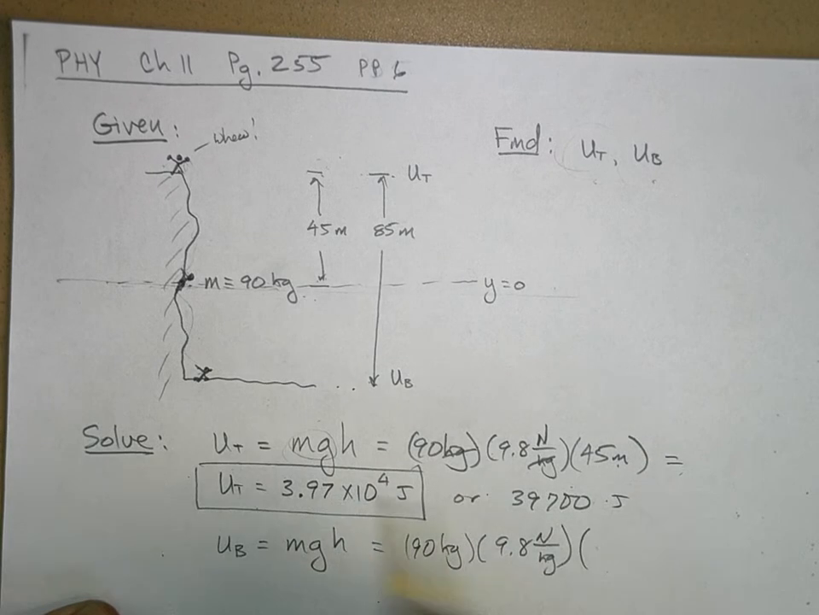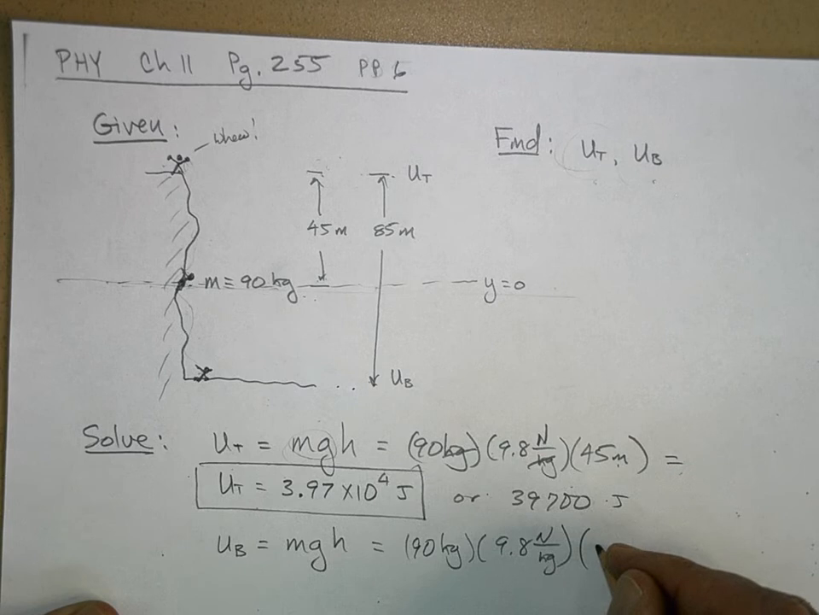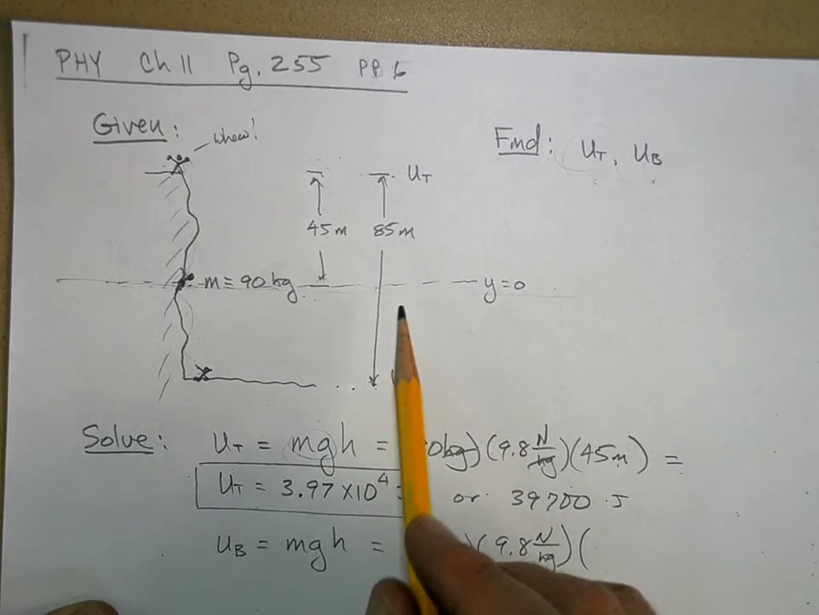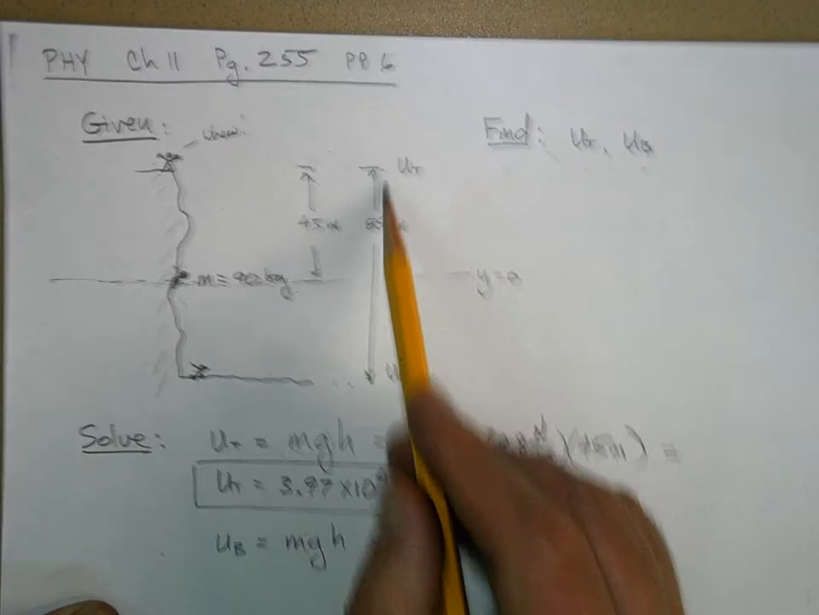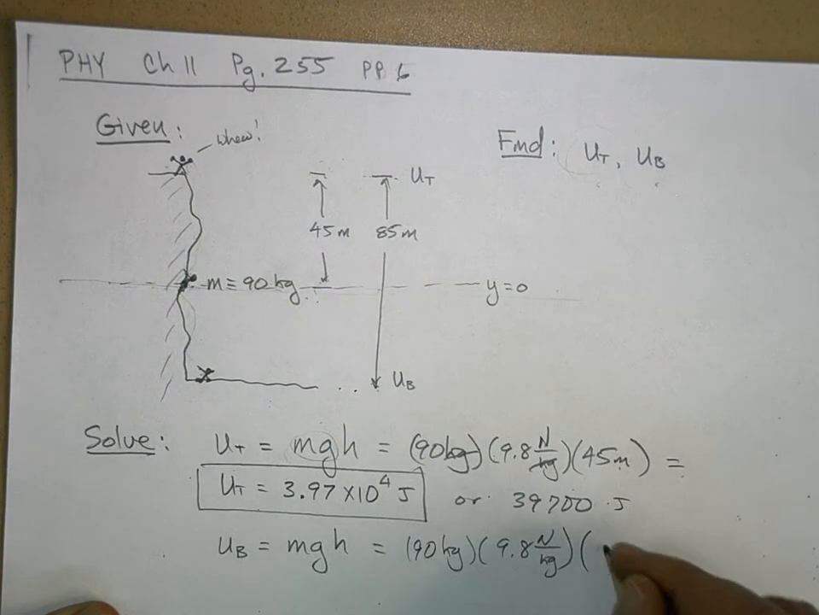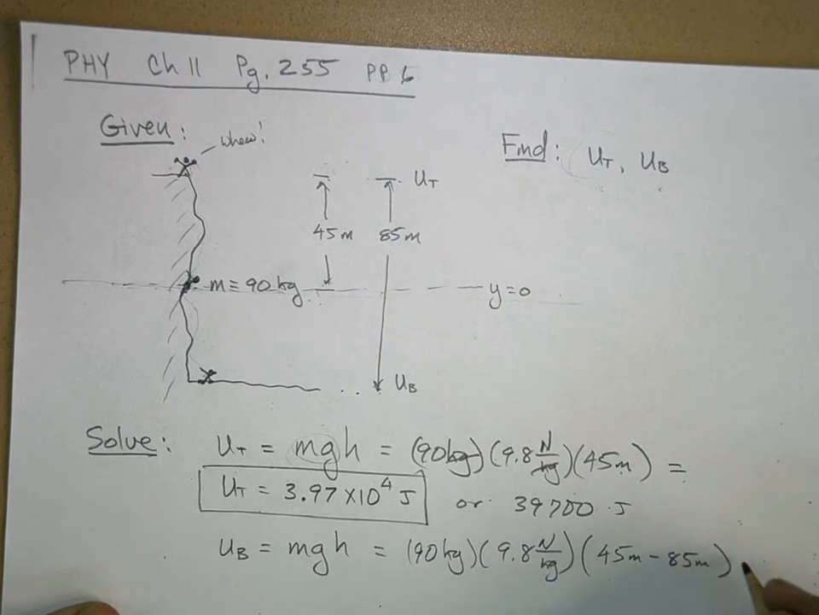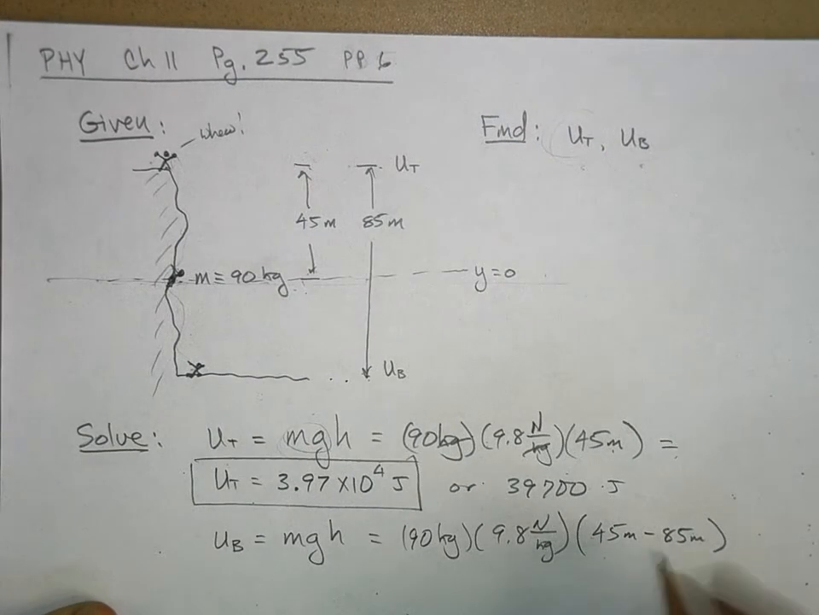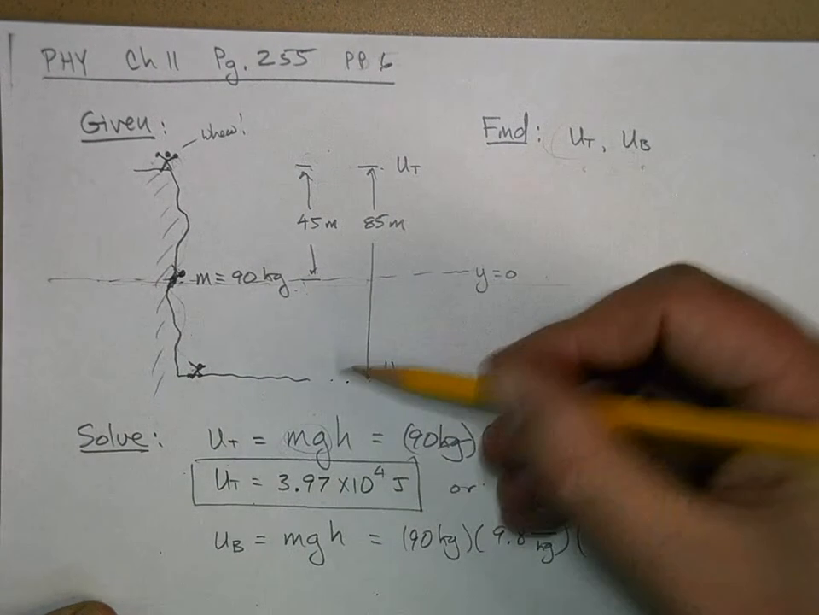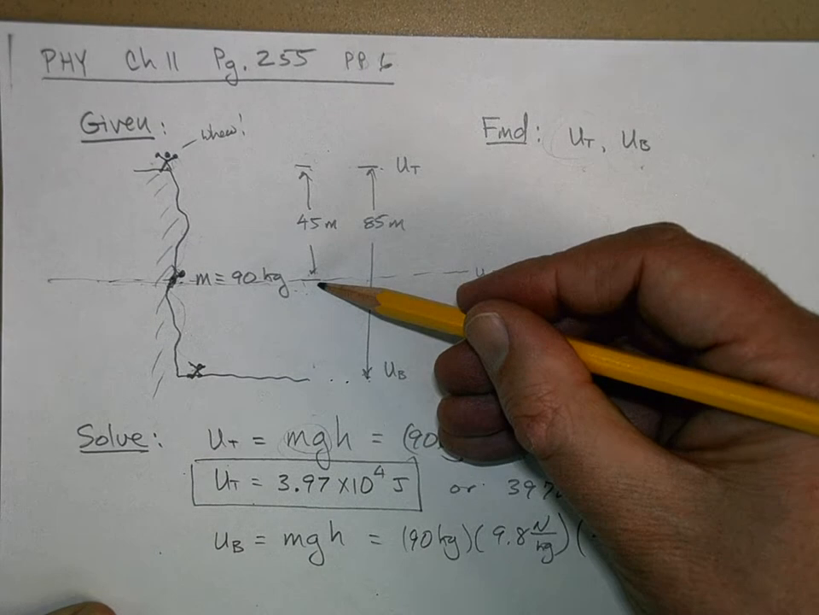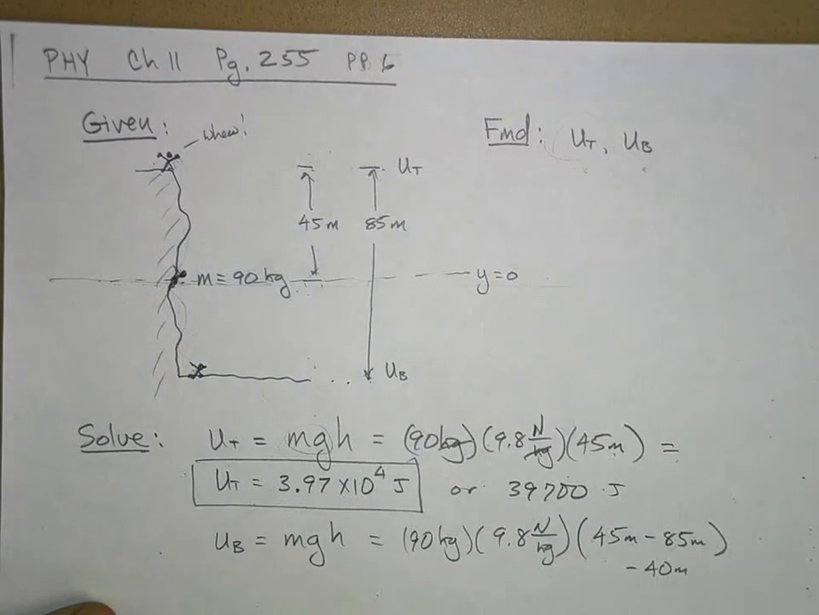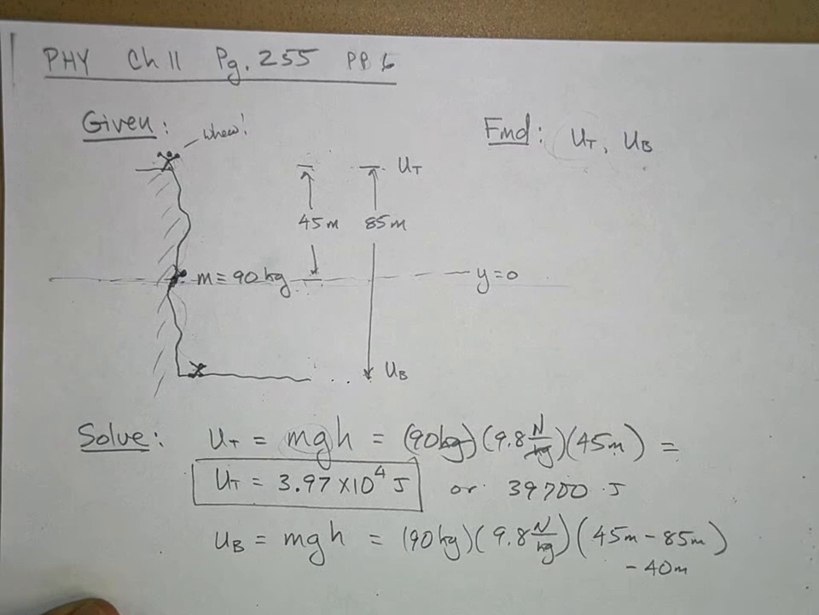But what is our height? Our height, well, it turns out to be negative 40, right? But how do you get that? Well, it's 45 minus 85. Oh, I'm sorry. It's 45 minus 85, and so this turns out to be negative 40. I mean, if from here to here is 85, but we start 45 meters up, that means it's 40 meters above the bottom of the cliff. So that's negative 40 meters.